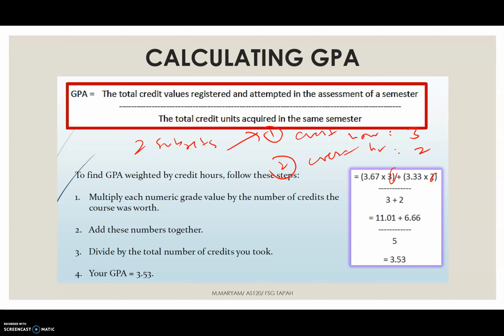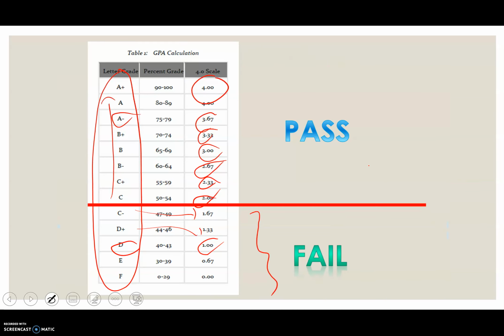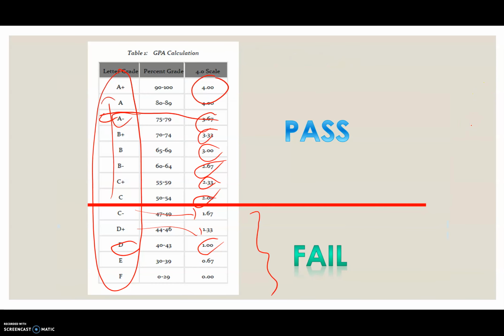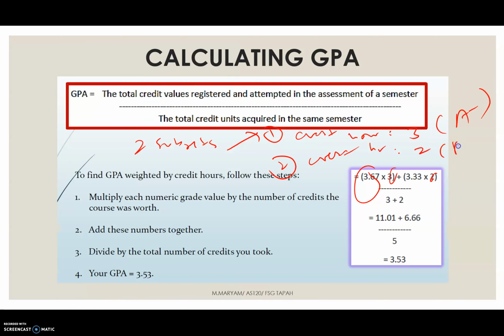Okay, so let's say you are taking these 2 subjects. One is 3 credit hour, the other 2 credit hour. Okay, and the grade that you have gotten, so 3.67, if I'm not mistaken, is an A minus. Okay, so the first subject you got A minus. The second subject 3.33 you get B plus. So an A minus will give you a point of 3.67. A B plus will give you a point of 3.33.